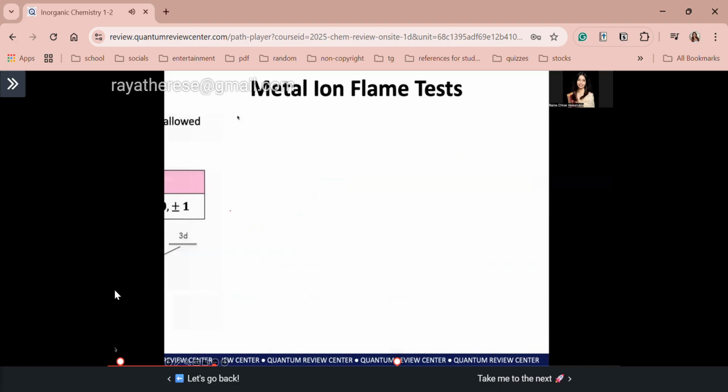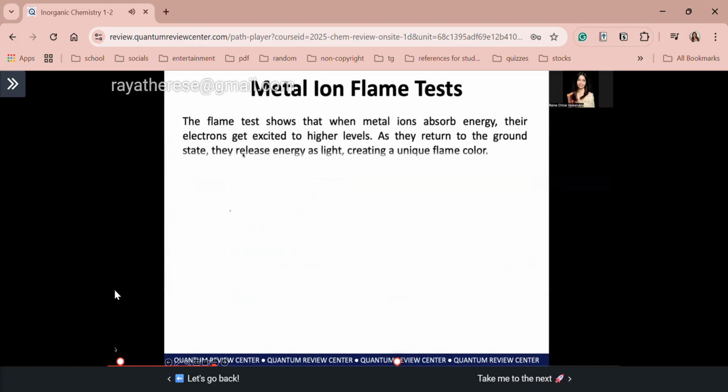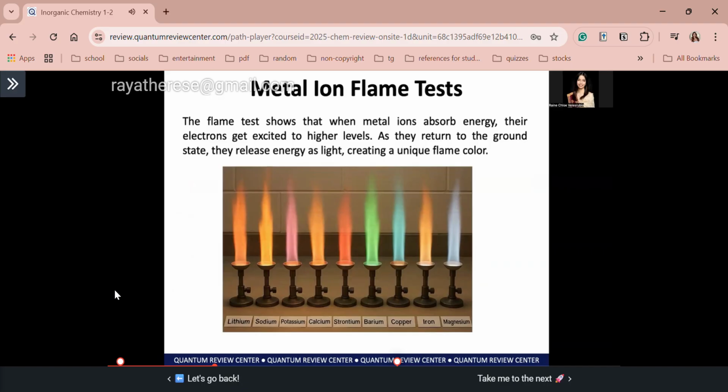To the metal ion flame test. Are you familiar with this, guys? Did you know, flame tests are used to detect the color of various metals. As you can see here, lithium is reddish-orange, right? Then barium is green, copper is blue. Amazing, right, that we can see the colors of these various metals?